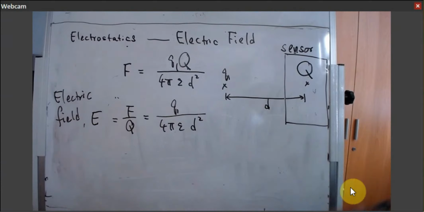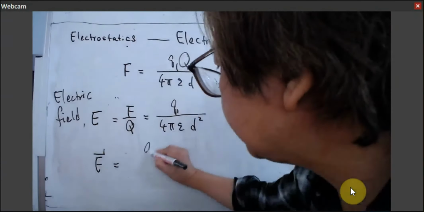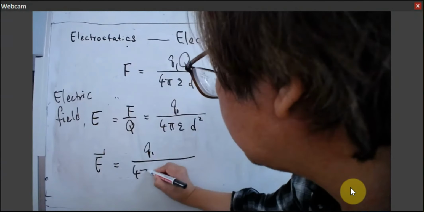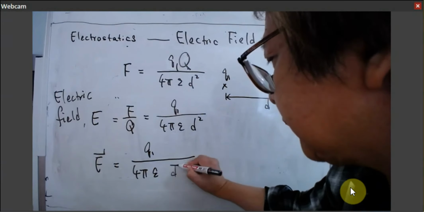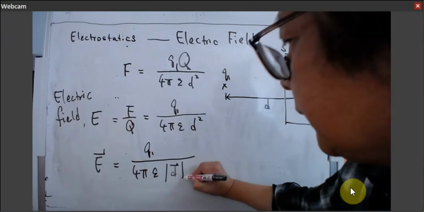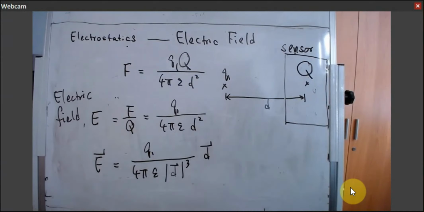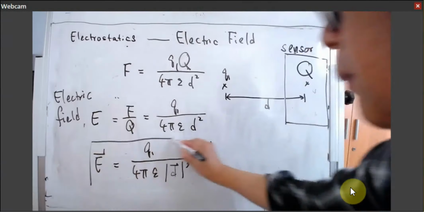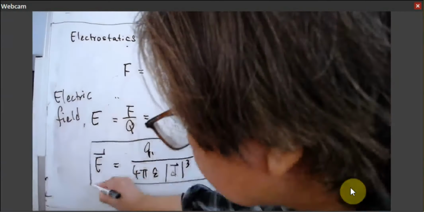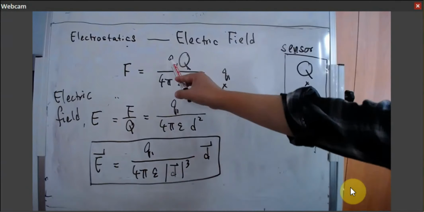In vector form, the electric field can be expressed as E equals Q1 over 4 pi epsilon, and do not forget d to the power 3. So this is the vector form of the electric field. This is just an extension of the original formula of Coulomb's law.